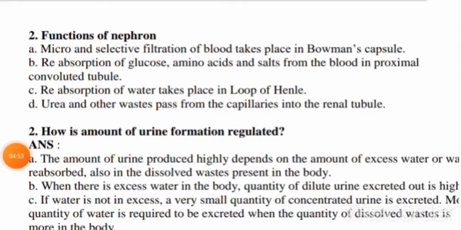Functions of nephron. Filtration and selective filtration of blood takes place in Bowman's capsule, and reabsorption of glucose, amino acids and salts takes place in the proximal convoluted tubule, and reabsorption of water takes place in the loop of Henle. In the loop of Henle there are ascending and descending limbs, and urea and other waste is excreted through the renal tubules.